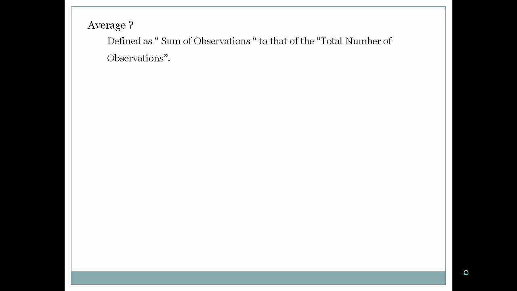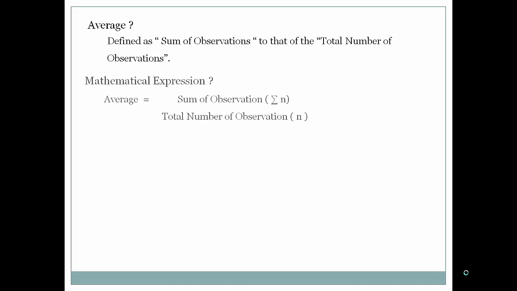Average is defined as the sum of observations to that of the total number of observations. The mathematical expression can be given by average equals sum of observations divided by total number of observations.